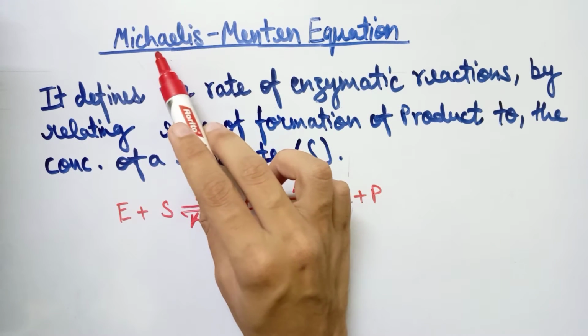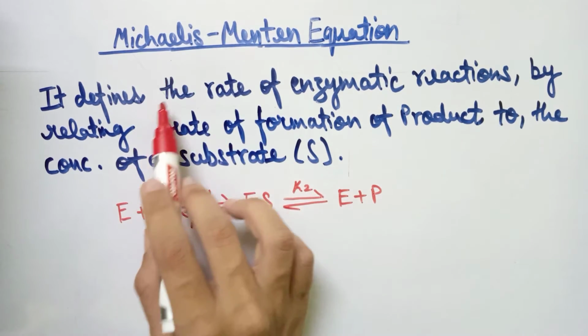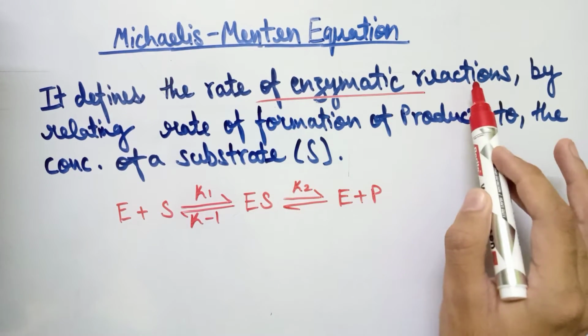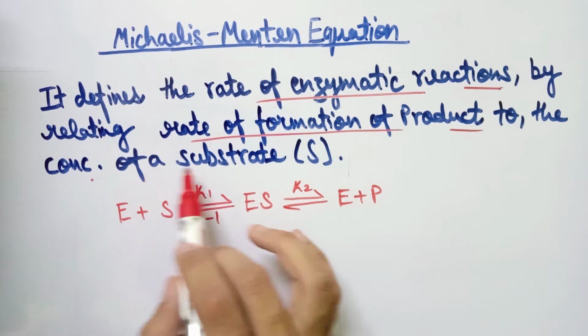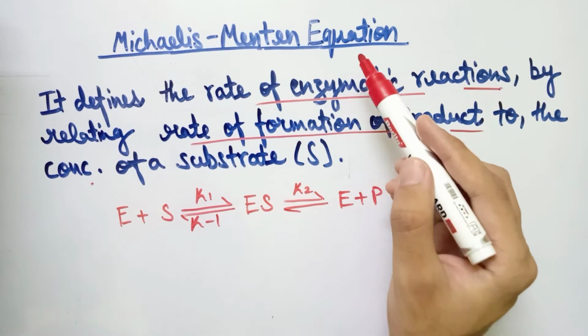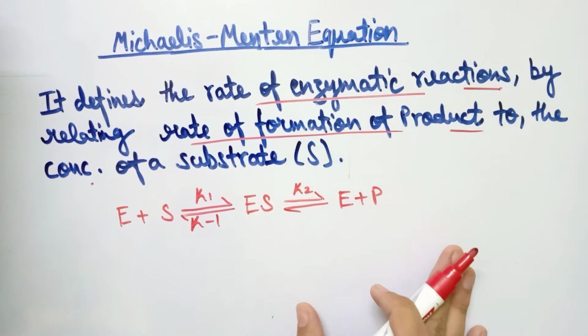Today we will study the Michaelis-Menten equation. This equation is usually used to define the rate of an enzymatic reaction by relating the rate of formation of product to the concentration of a substrate. So basically, this equation is used to understand a simple enzymatic reaction.